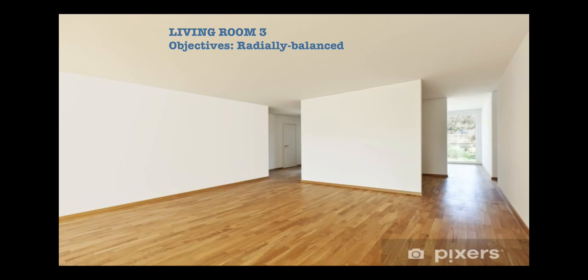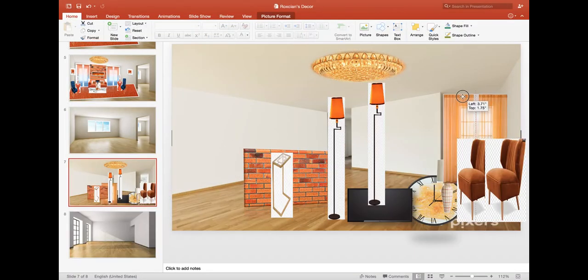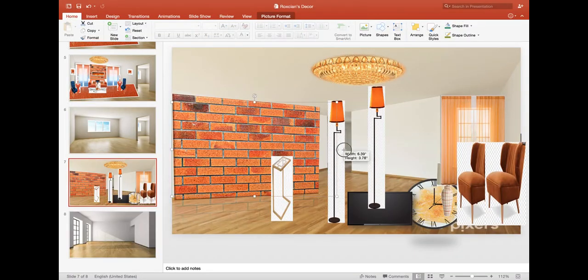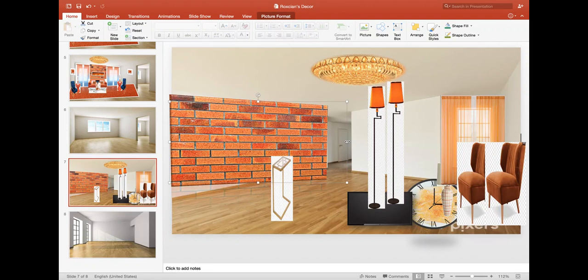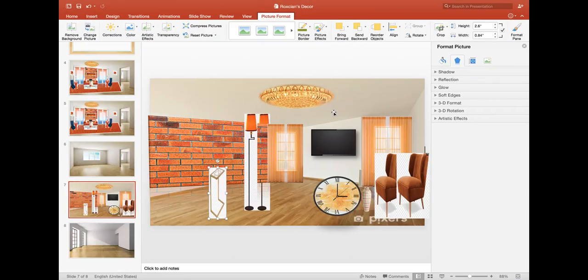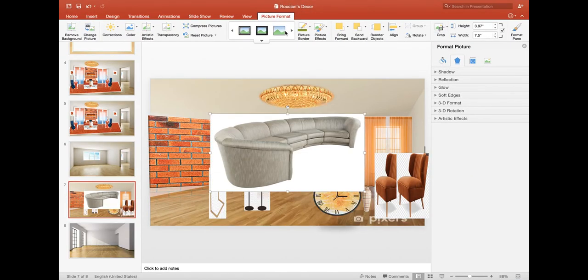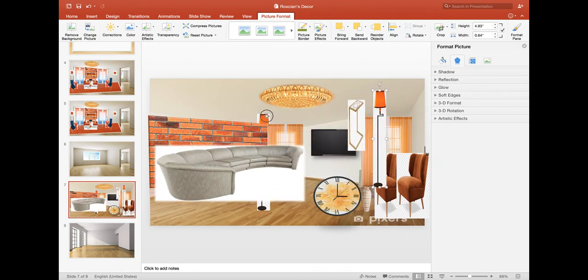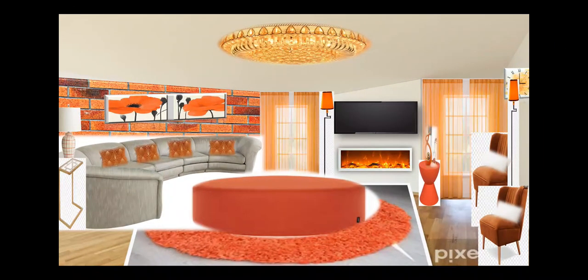Alright, so we're moving on to living room number 3, and our objective is to make this living room radially balanced. Alright, so this is the end product.